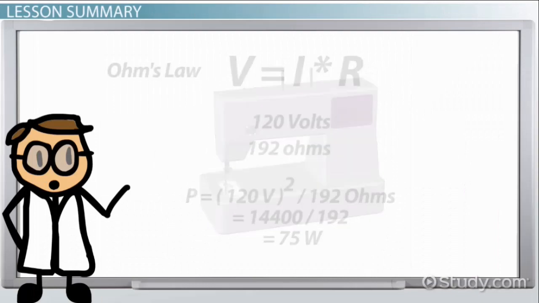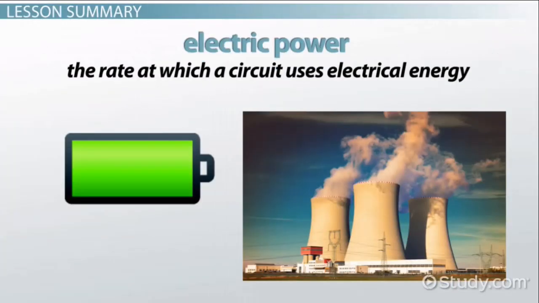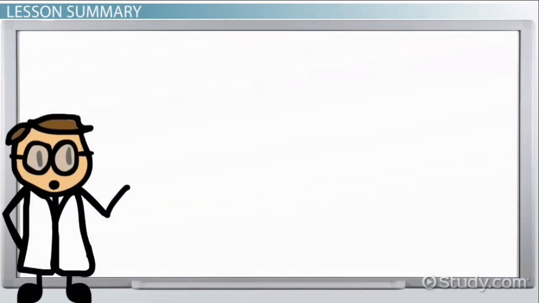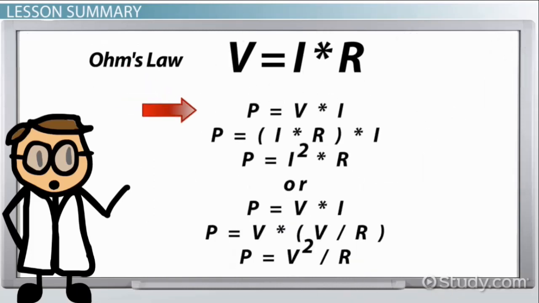Let's review what we've learned. An electric circuit is a closed loop through which electricity freely flows. Electric power is the rate at which a circuit uses electrical energy. The formula to find the power in a circuit is P is equal to V times I. We use Ohm's law, V is equal to I times R, to derive two other power formulas that use the resistance of a circuit. P is equal to V times I, P is equal to I times R times I, P is equal to I squared times R. Or, P is equal to V times I, P is equal to V times V divided by R, P is equal to V squared divided by R.